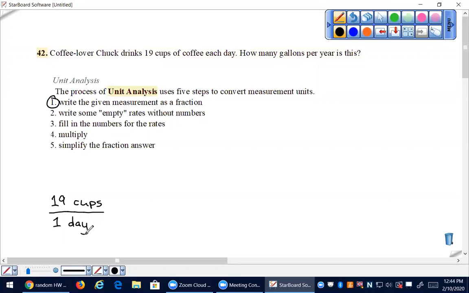Okay, my turn then. So I'm going to write the empty units as rates. So I want to get rid of cups. What do I want to turn cups into? Gallons. Do I know how many cups are in a gallon? No. So if you don't, you could make more than one little rate and go from cups to pints and pints to quarts and quarts to gallons.